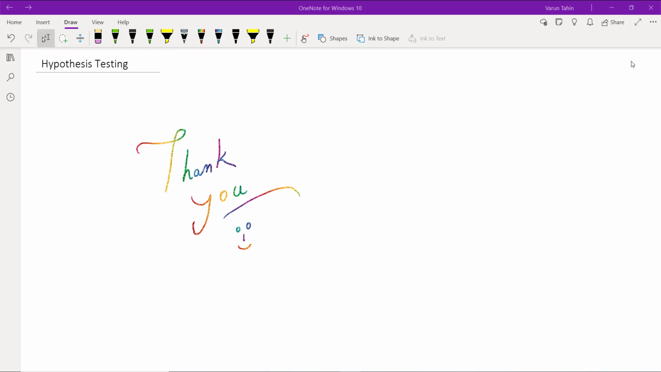In the next session, we will talk about various types of errors and a different test known as the t-test in the cases where the standard deviation of the population is not known.